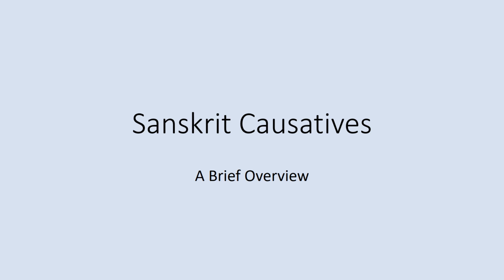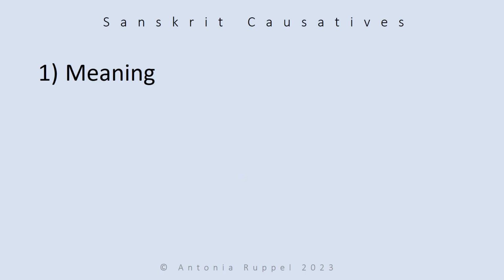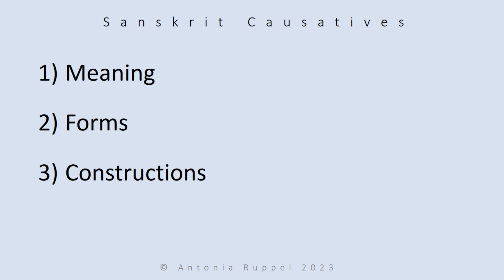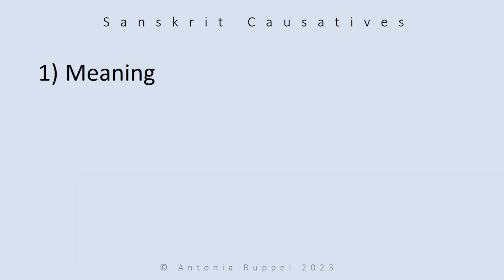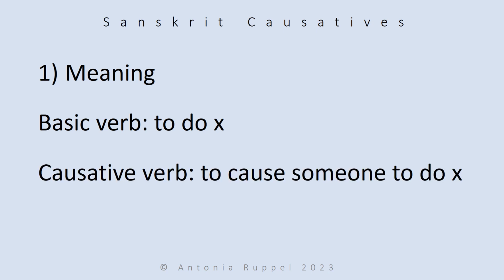This is an overview of Sanskrit causatives: what they mean, how they're formed, and how we use them. First of all, their meaning. If you have a basic verb to X or to do X, then the causative of that means to cause someone to do X, to make someone do X, to have someone do X.